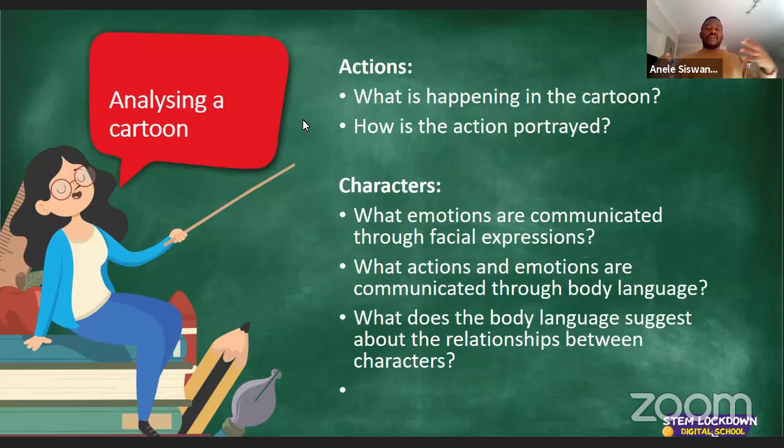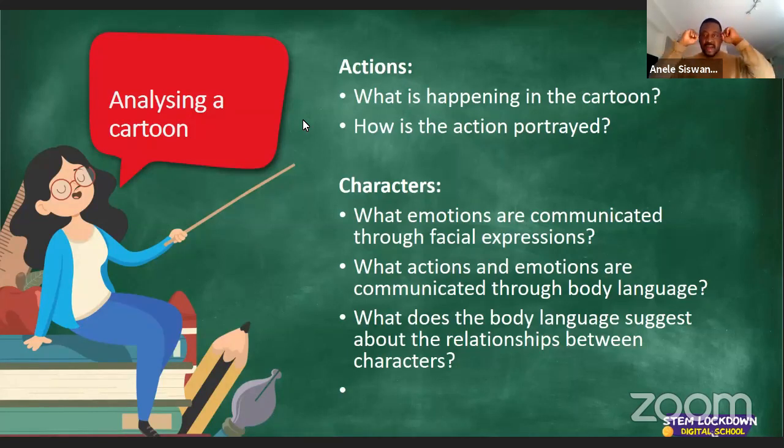So you always need to check what is happening in the cartoon. How is the action portrayed? Again, you look at characters, what emotions are communicated through facial expressions, what actions and emotions are communicated through body language. What does the body language suggest about the relationship between the characters, right?